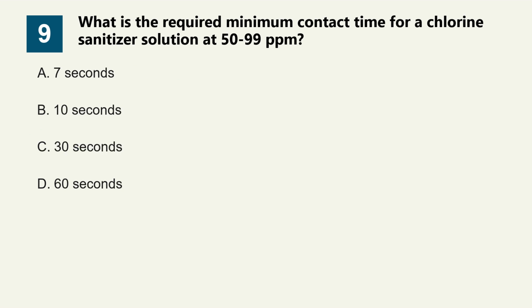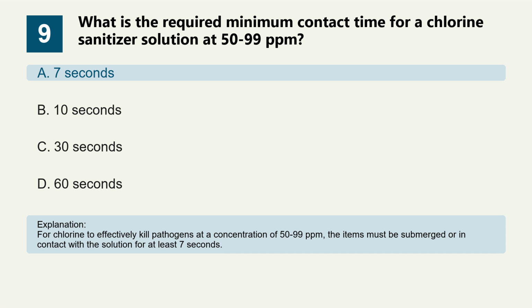Question 9. What is the required minimum contact time for a chlorine sanitizer solution at 50 to 99 ppm? Option A. 7 seconds. Option B. 10 seconds. Option C. 30 seconds. Option D. 60 seconds. The correct answer is option A. 7 seconds. For chlorine to effectively kill pathogens at a concentration of 50 to 99 ppm, the items must be submerged or in contact with the solution for at least 7 seconds.